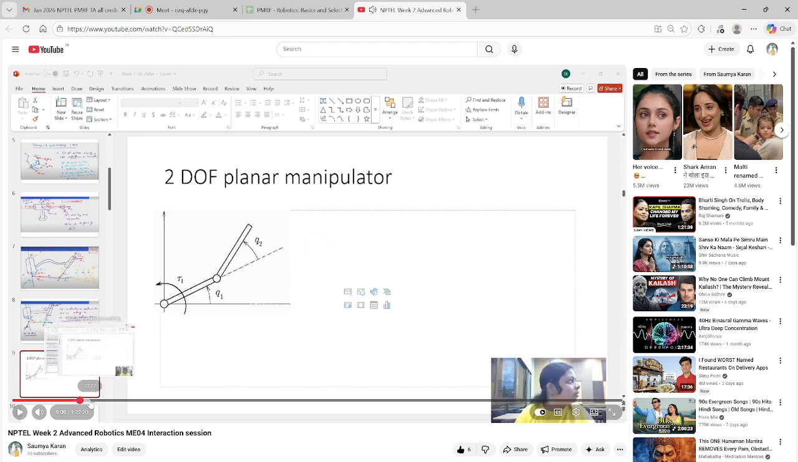Okay, so let's see this example. So this is a 2R manipulator with two revolute joints. One revolute joint is here and the other revolute joint is here, right?